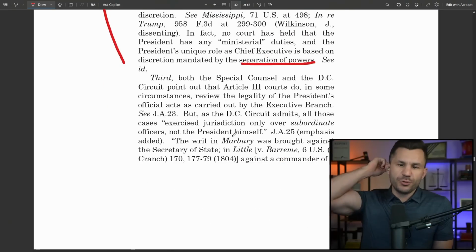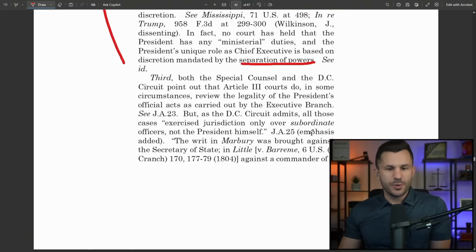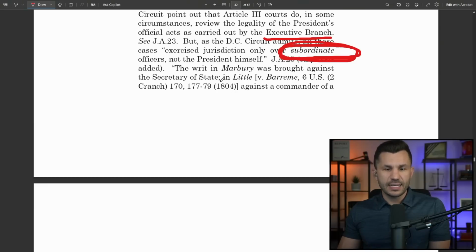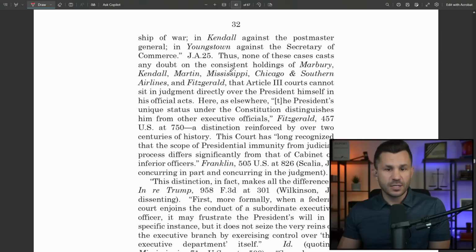Now, third, both Jack Smith and the DC Circuit point out that Article 3 courts do, in some circumstances, review the legality of the president's official acts carried out by the executive branch. But as the DC Circuit admits, all of those were over subordinate positions. Again, I'd have no problem with that. The writ in Marbury was brought against the Secretary of State. That was against another commander in that case.